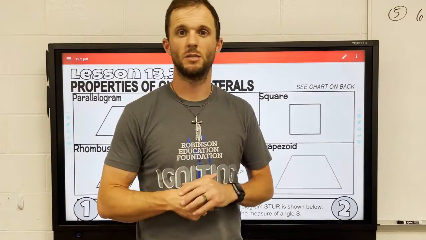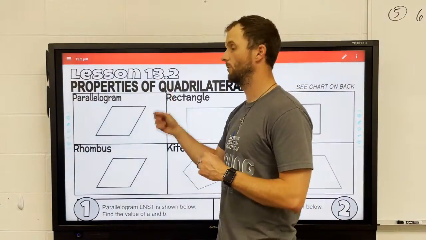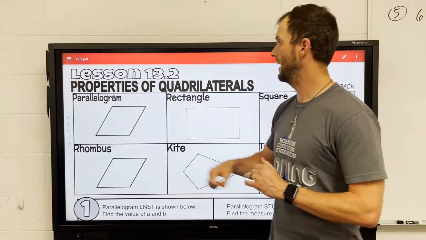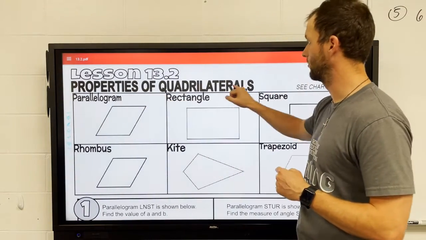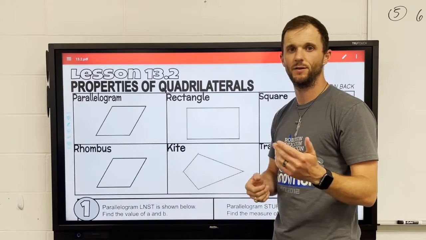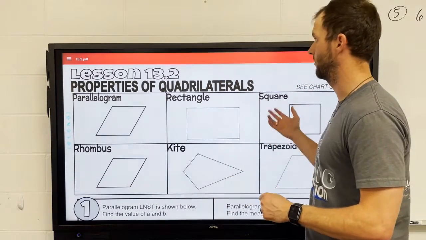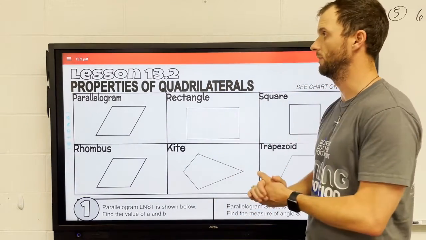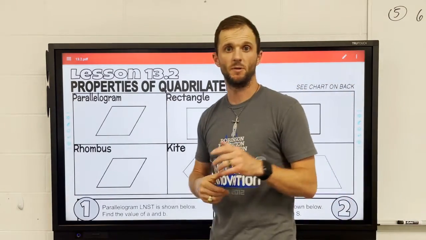Today we're moving on into 13.2, where we're going to be looking at the properties of quadrilaterals. And remember, quad means four-sided. So we're going to have some four-sided figures, and we're going to be looking at some different properties that go along with each one of these, okay? All right, so let's jump into that.